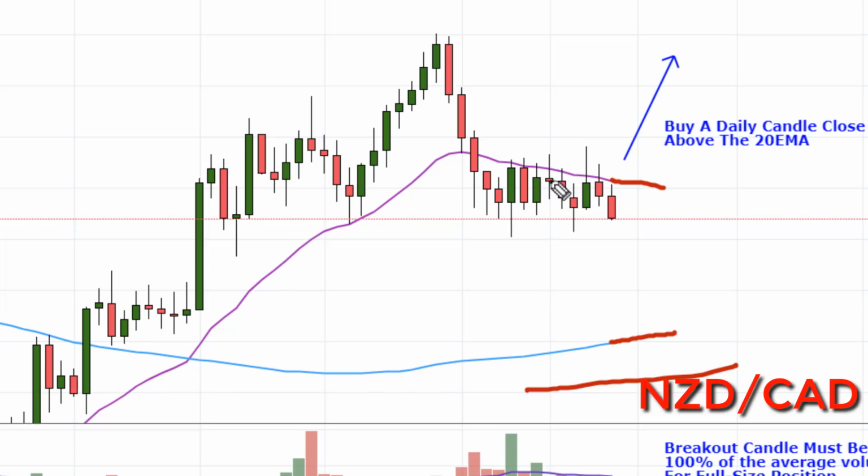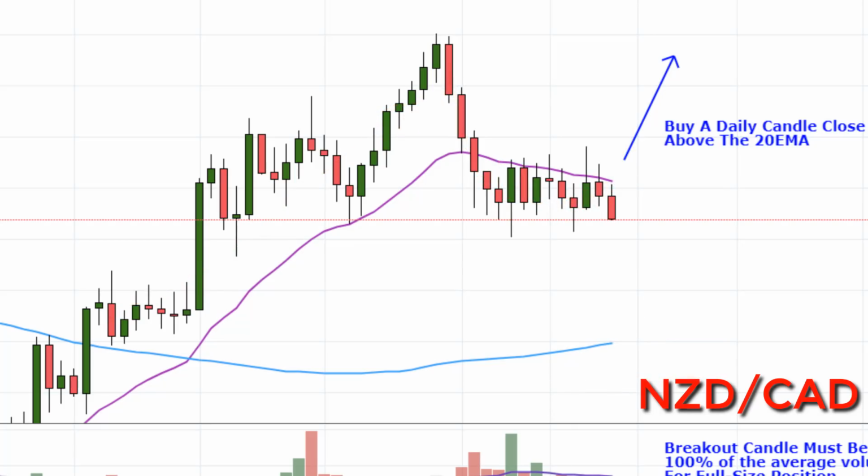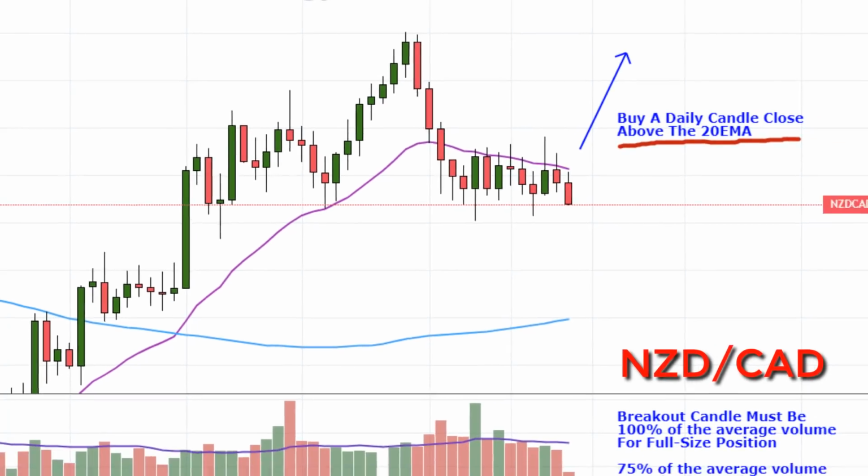In this case, it's obviously well above, and this pair has been in a nice uptrend for some time. It's now pulled back behind the 20, and it's consolidating right behind the 20 here. So we are going to look for a close above the 20 period moving average to go long. So at the risk of repeating myself, here's our trade plan. We will buy a daily candle close above the 20 EMA.